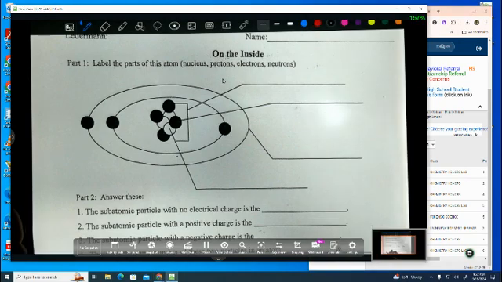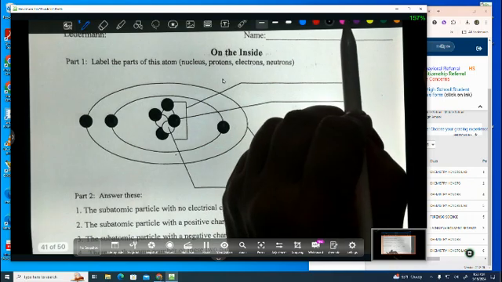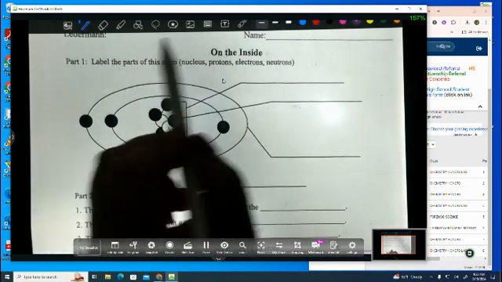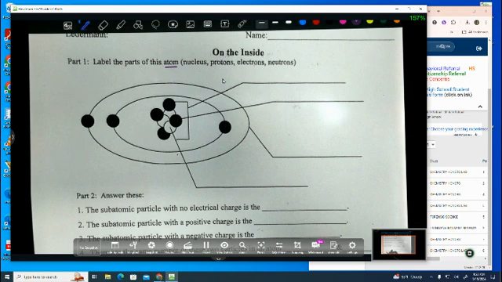There we go. Label the parts of this atom. When you read your instructions, it's very, very important that you pay attention to the vocabulary they are using. Here they said label the parts of the atom. What kind of clues does that give us? What does that tell us? Nick?